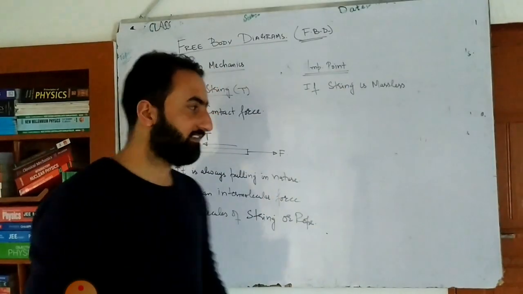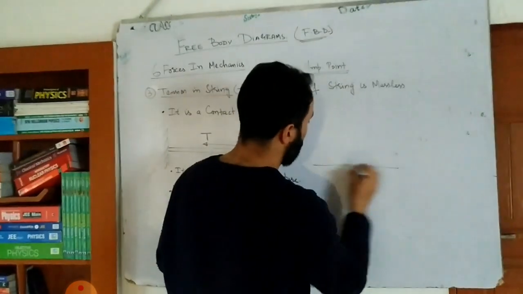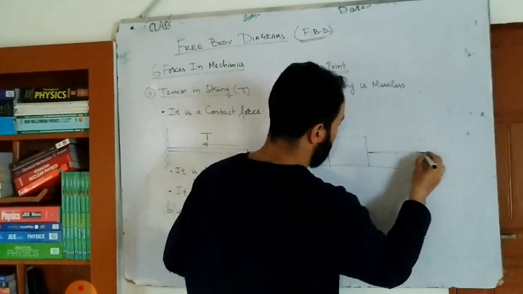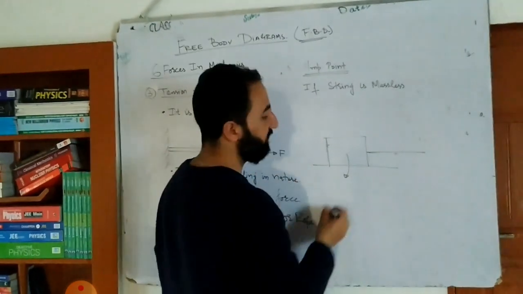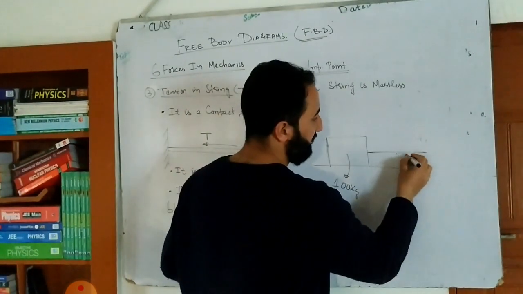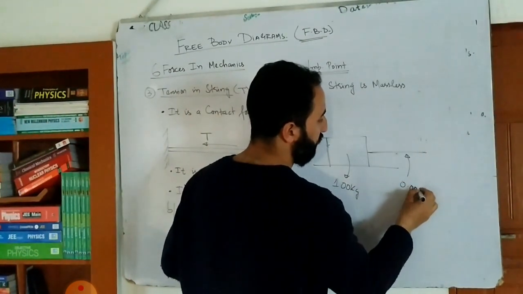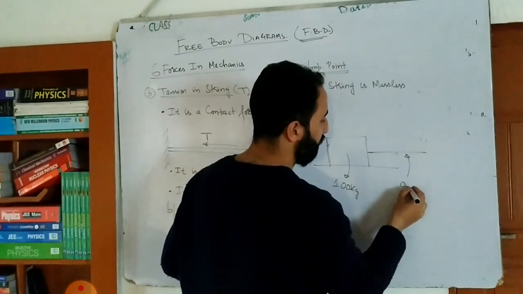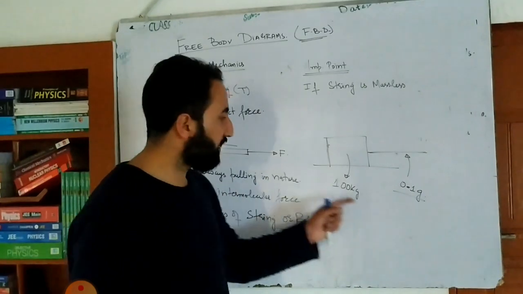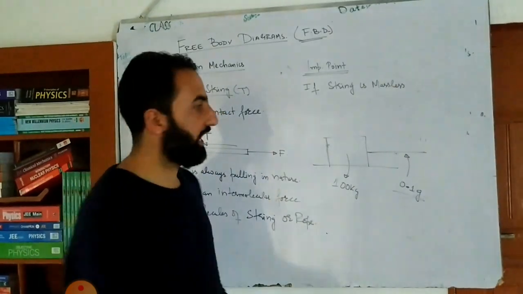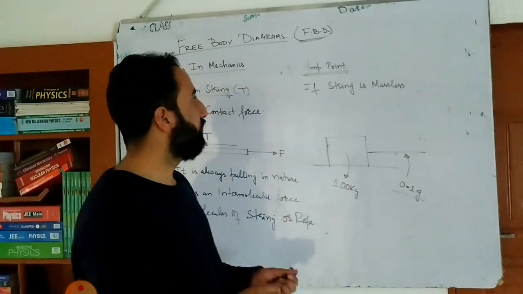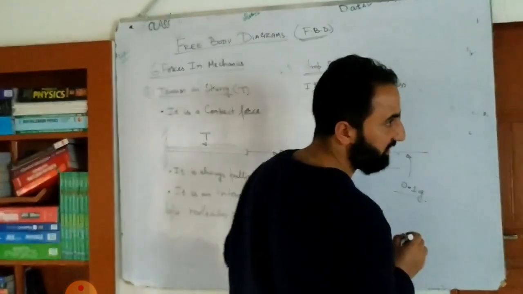But massless implies that, for example, here we have a block, and you are pulling this block with the help of a string. Suppose the mass of the block is 100 kg, and the mass of this string is 0.1 gram. Obviously 0.1 gram is very small compared to 100 kg, so we assume that the mass of the string is equal to 0, or we say that the string is massless.